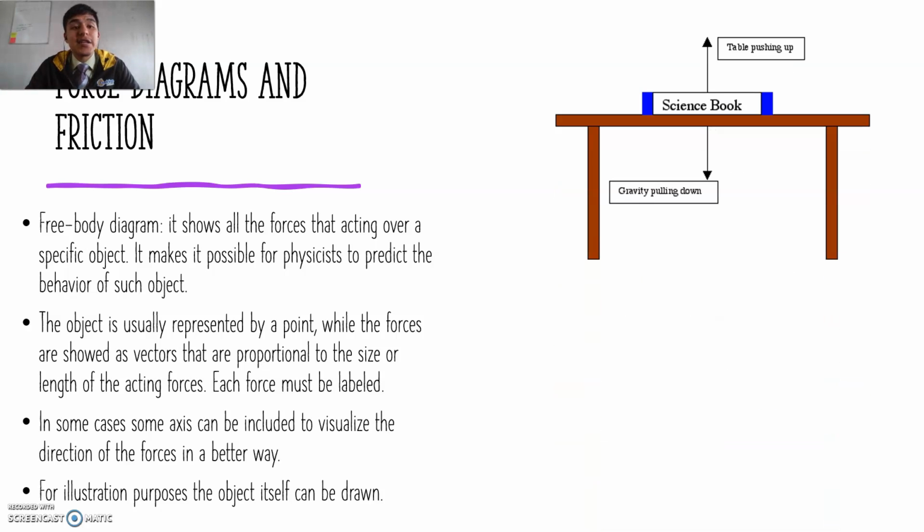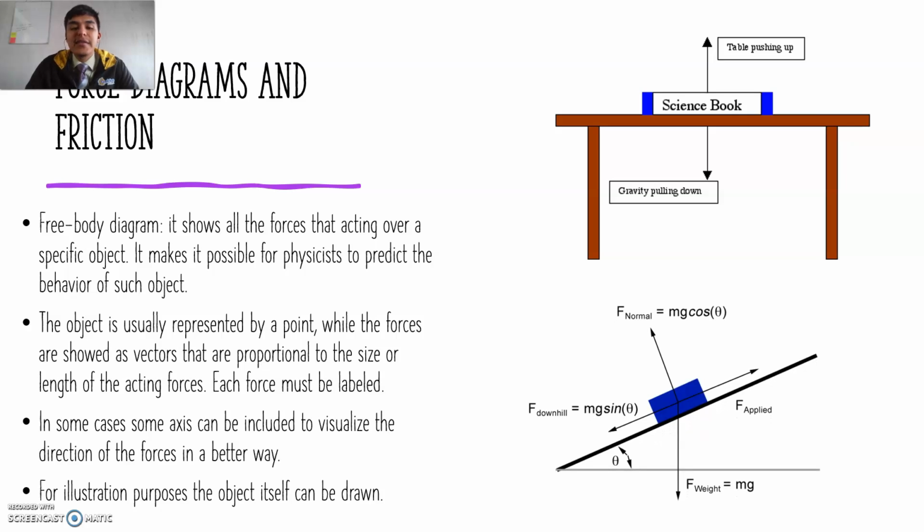So here you have the representation of a very simple free body diagram. We have a book that is at the top of a table, and we are going to identify and label the forces. We have one vector that goes down, which is the gravity, and one vector that goes up, which is the force that the table applies over the book. This previous example was very simple, but there are some other diagrams, just like this one, that are a little bit more complex, that identify, for example, the force that is being applied downhill, the force that is being applied frontwards. We also have the normal force and the weight.